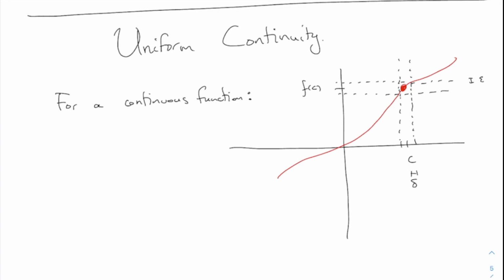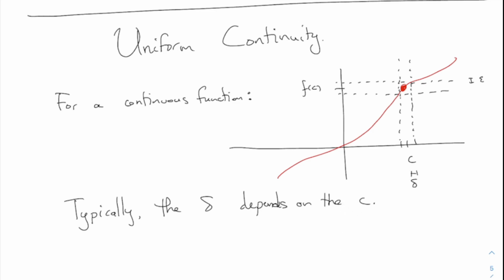Something that we have noticed as we've done these proofs is that typically the delta depends on the c. And this is the big thing about uniform continuity. Typically when you do one of these proofs, the proof sort of ends when you say let delta equal whatever, and then you just prove that is the correct choice of delta. I'm telling you, the delta typically depends on the c.